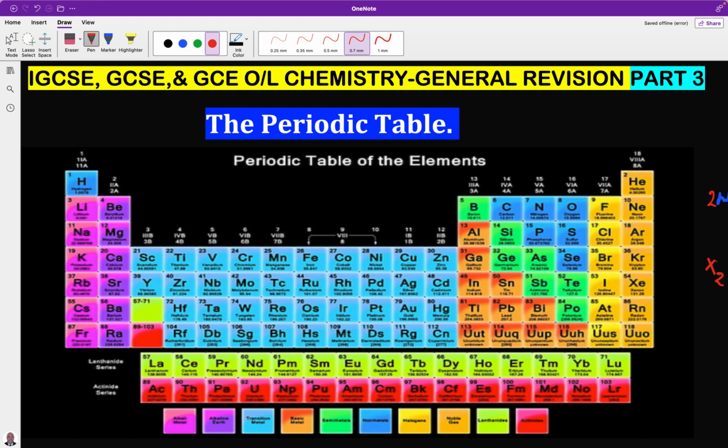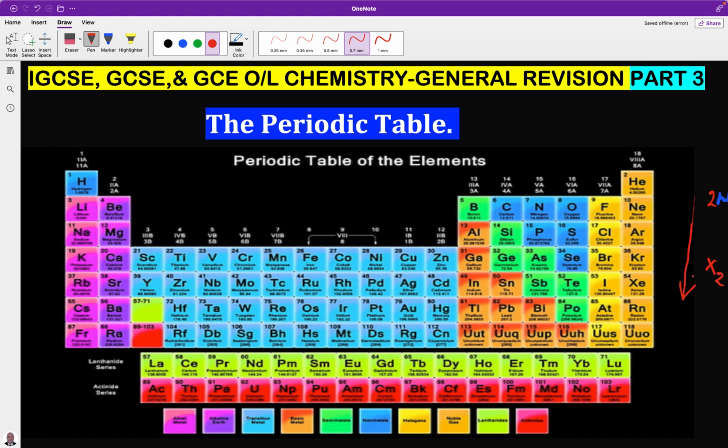Regarding the reactivity of the halogens, as I told you, reactivity is decreasing down the group. As you go down the group, the reactivity is decreasing. Why do I say that the reactivity is decreasing?